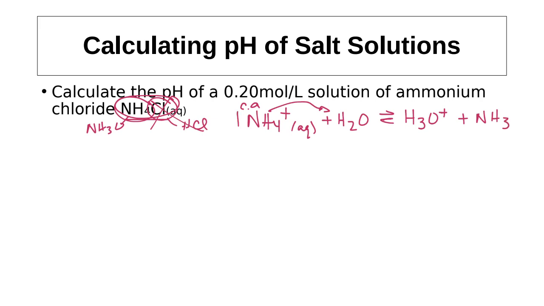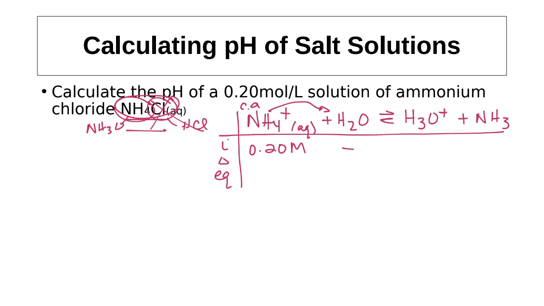We want to know the pH of the solution. So the initial concentration of my ion is 0.20 molar, okay, because it's a 1-to-1 ratio of ions right here. We still don't care about water. Initially, we would have no products formed. Over time, the ammonium ion will decrease by X. My products will increase by X, and we'll have 0.20 minus X as the equilibrium concentration for the ammonium ion. Hydronium will be X and ammonia will be X. So this is step one right here.